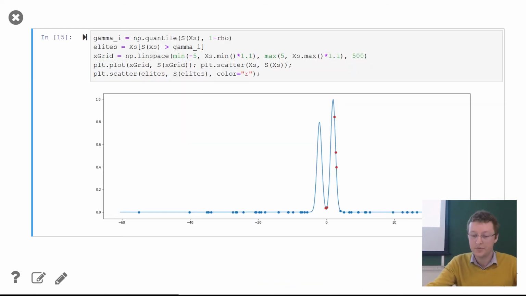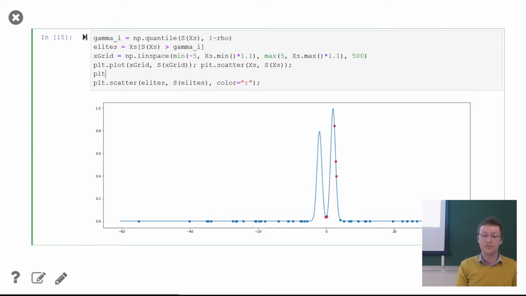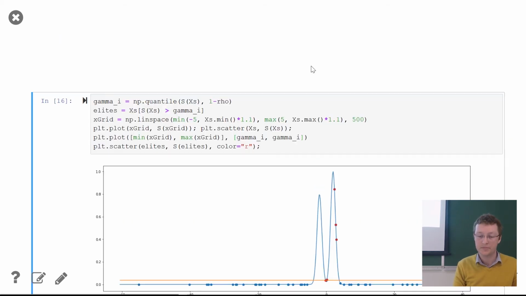So we found some threshold gamma I. Maybe I'll just throw that down in the plot as well. I'll just put a line across the plot which shows the threshold that we've found, so the gamma I. Okay.